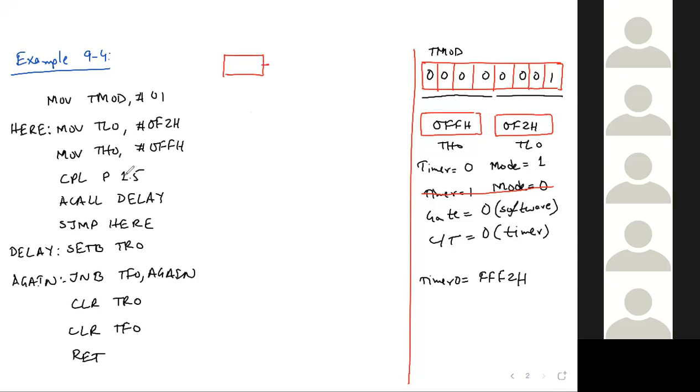So what is the output? Say initially the output was 0, so we complement, so it goes high. Okay, assume it goes high. All right. Then we call the delay. Fine. What is SETB TR0? Can anyone tell me what is SETB TR0? What is the function of this one?